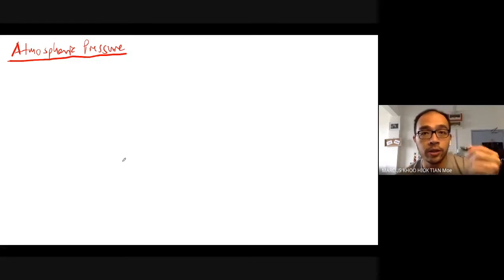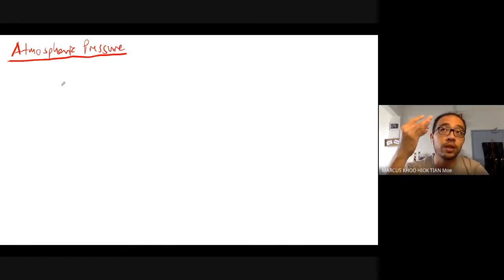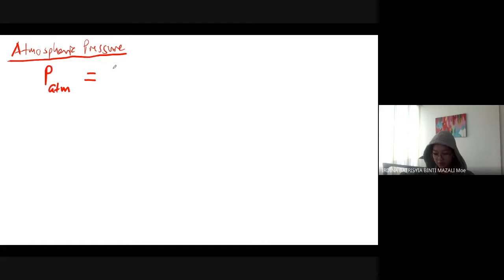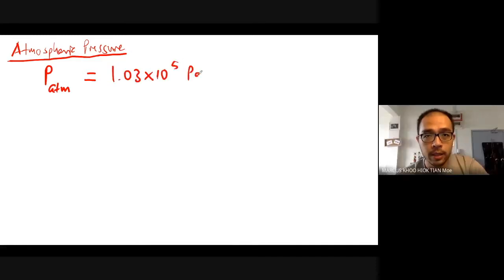Then we talked about the values of atmospheric pressure. Can somebody please tell me, there are three values of atmospheric pressure that I've given to you all. Usually we call this PATM, referring to atmospheric pressure. Can somebody give me the first one, please? 1.03 times 10 to the power 5 Pascal. Pascal, otherwise also known as Newton per meter squared.